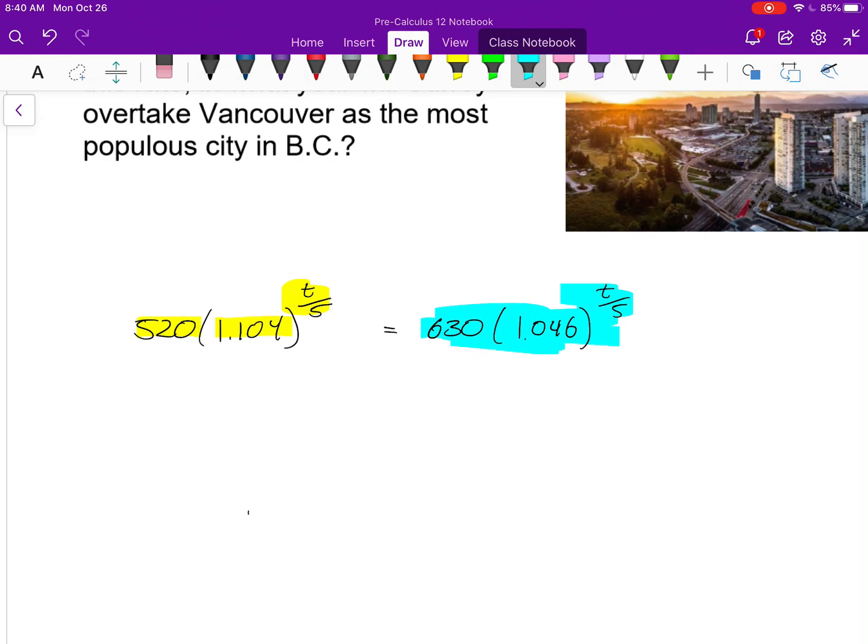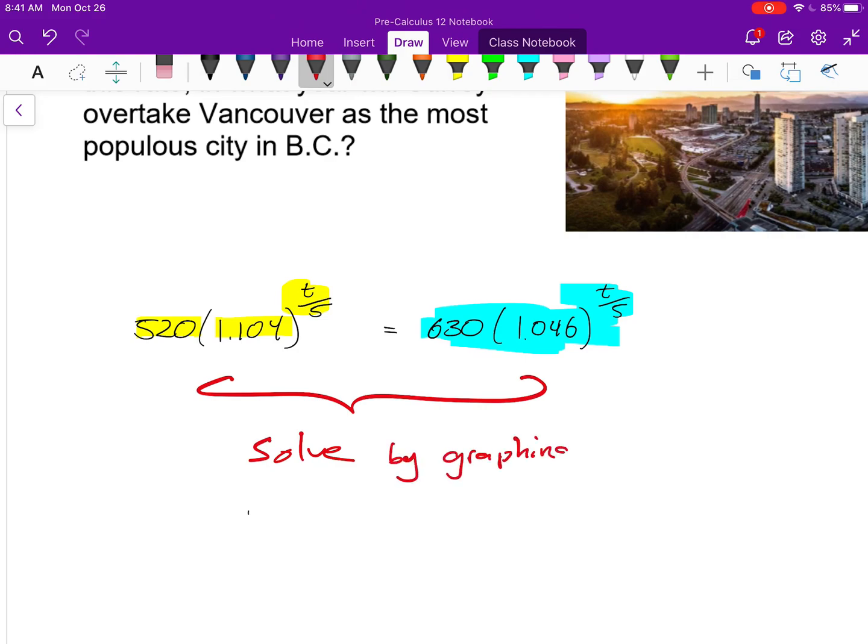But now, to solve this algebraically would be a pain. Even if you know how to use logarithms, this would be a pain. To solve this graphically is quite pleasant. I'll say solve by graphing. So, how do we solve by graphing again? Hopefully it's becoming more and more intuitive. Graph it as a system. Graph the left side of the equation, graph the right side, see where they intersect.